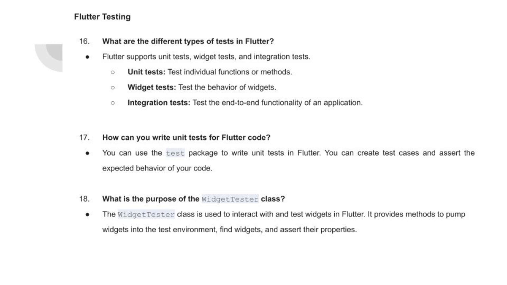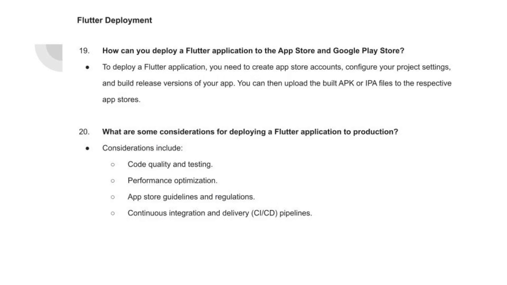Flutter deployment. How can you deploy a Flutter application to the App Store and Google Play Store? To deploy a Flutter application, you need to create App Store accounts, configure your project settings, and build release versions of your app. You can then upload the built APK or IPA files to the respective app stores.